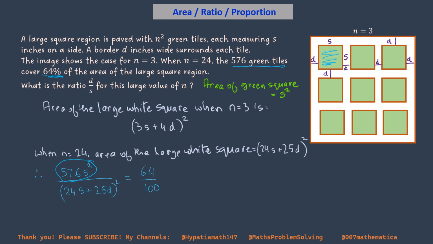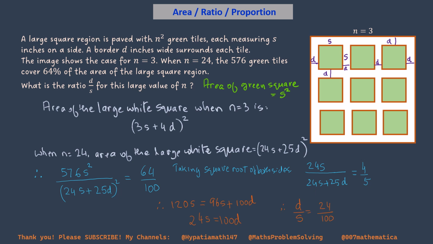The number of green tiles is 576, so the area would be 576 s squared, divided by 24s plus 25d, squared, that's the area of the large white square, and that equals 64 out of 100. So if you take the square root of both sides, then you can write 24s out of 24s plus 25d is 8 out of 10. And then after simplifying, you would get d out of s is 6 out of 25. And that is the answer.